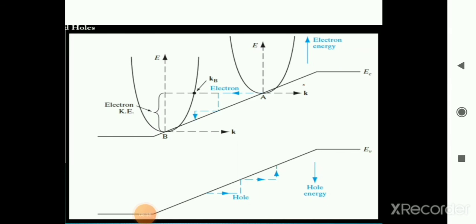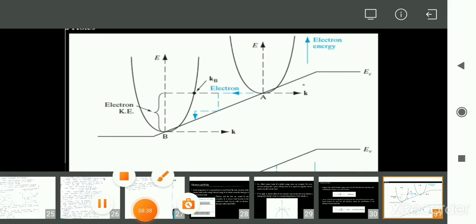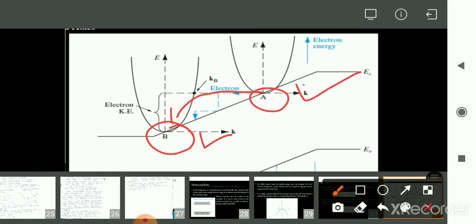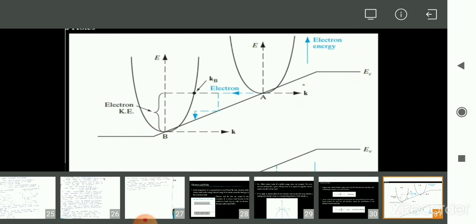One more point we can consider here is that the potential energy at point A is not the same as at the point B where the electron moves. This potential energy is not equal to this potential energy because it lost some energy by coming back to the lowest energy state, that is point B. Whatever energy is lost will be in the form of heat, which we studied in the case of an indirect type of semiconductor material.